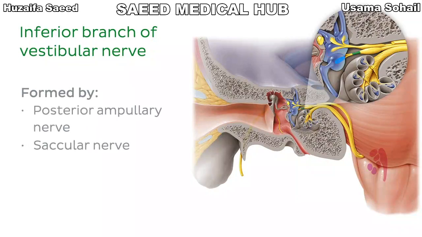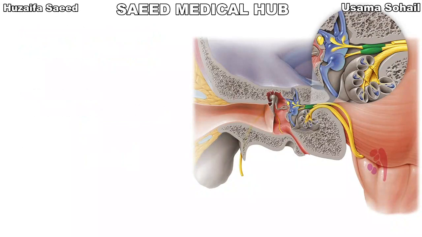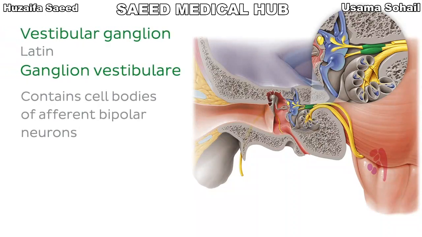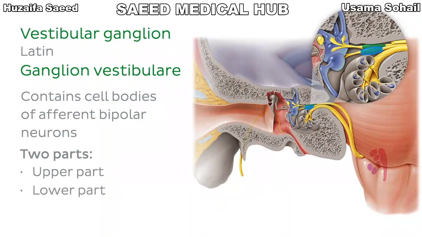Before we finish our discussion on the course of the vestibular nerve, let's have a bit of a chat about these two prominent enlargements we can see just before the superior and inferior branches merge. And these enlargements together make up the vestibular ganglion, which contains the cell bodies of the afferent bipolar neurons that innervate the anatomical elements of the vestibule. And as you can see, there's an upper part and a lower part. Of course, let's have a brief chat about both of those.